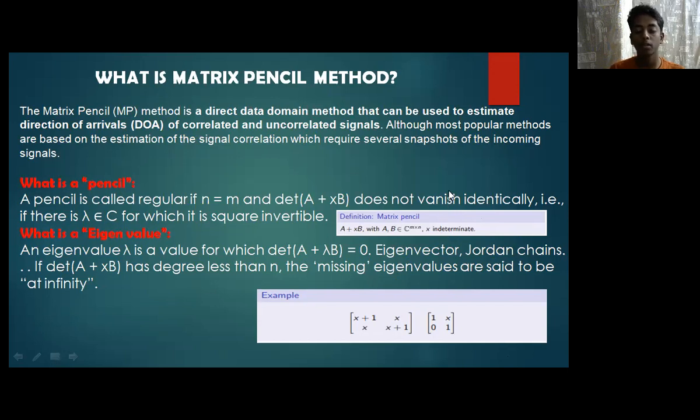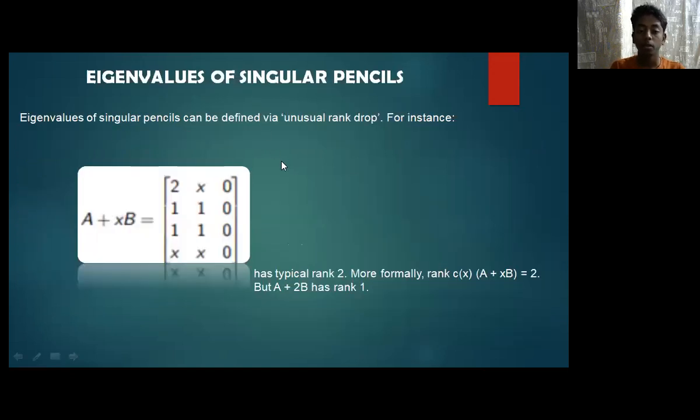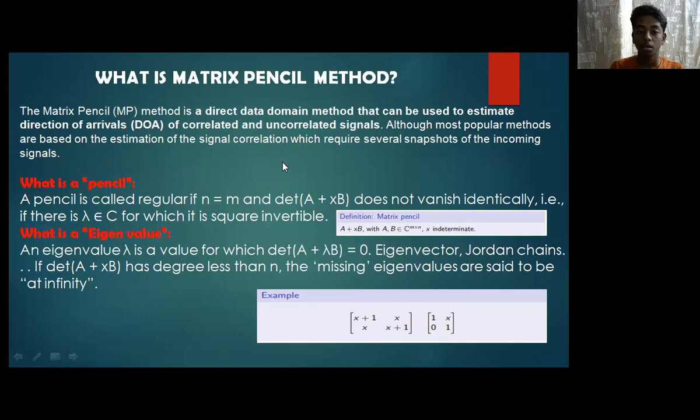So coming to what is an eigenvalue? An eigenvalue, denoted by lambda, is a value for which the determinant of A plus lambda B equals 0, with eigenvectors and Jordan chains. If the determinant of A plus xB has degree less than n, the missing eigenvalues are said to be at infinity. So this is an example of finding an eigenvalue of a matrix. This is how the matrix pencil method works, and these are the factors that depend upon the matrix pencil method.